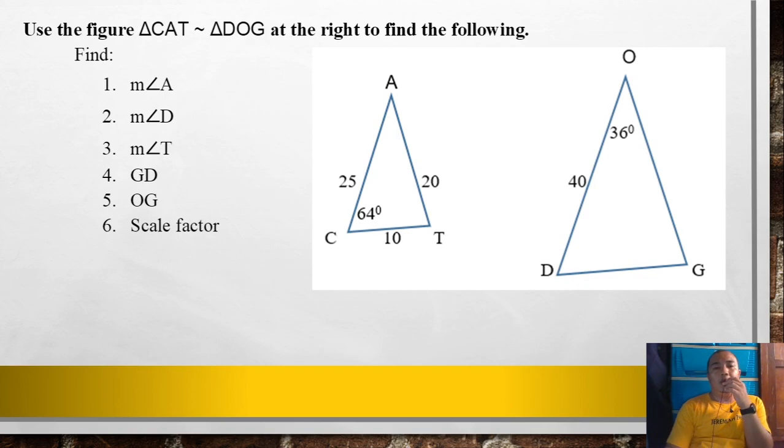There is more here. Triangle CUT is similar to triangle DOG. Therefore, their corresponding angles are congruent and their corresponding sides are proportional.